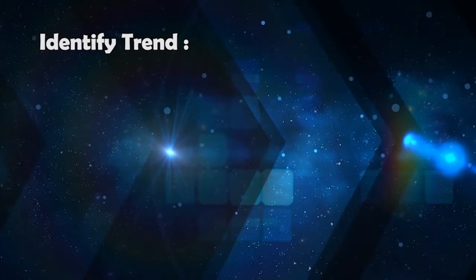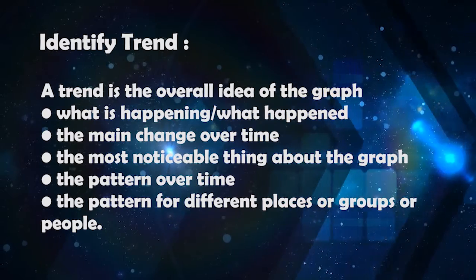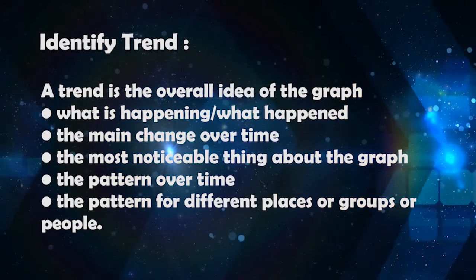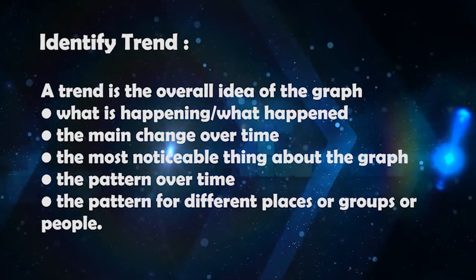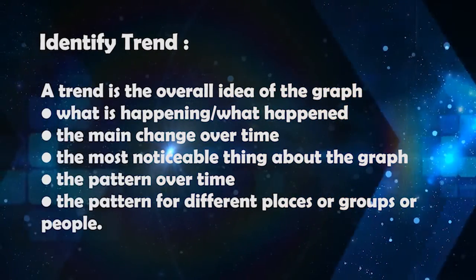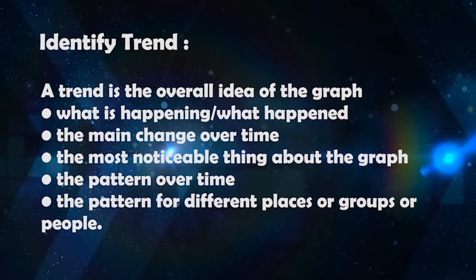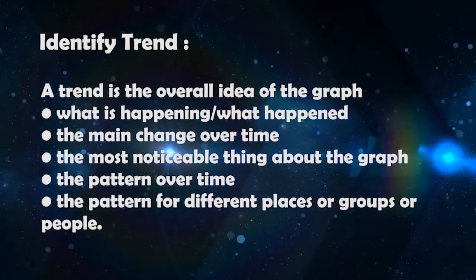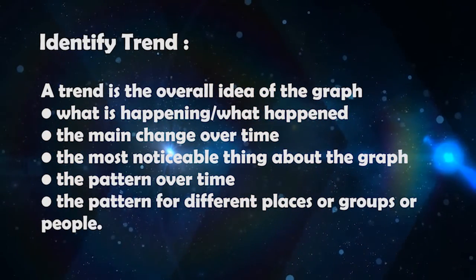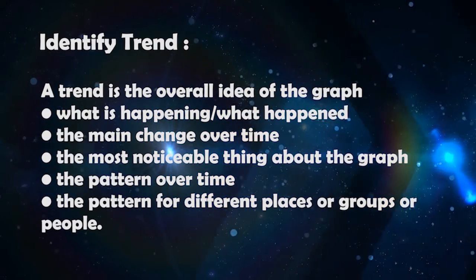Identify the trend. A trend is the overall idea of the graph. What is happening or what happened? It might change over time. The most noticeable thing about the graph, the pattern over time. The pattern for different places, groups, or people.